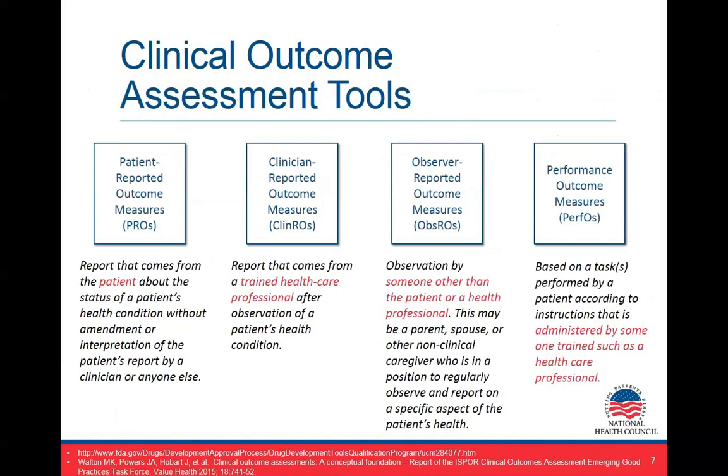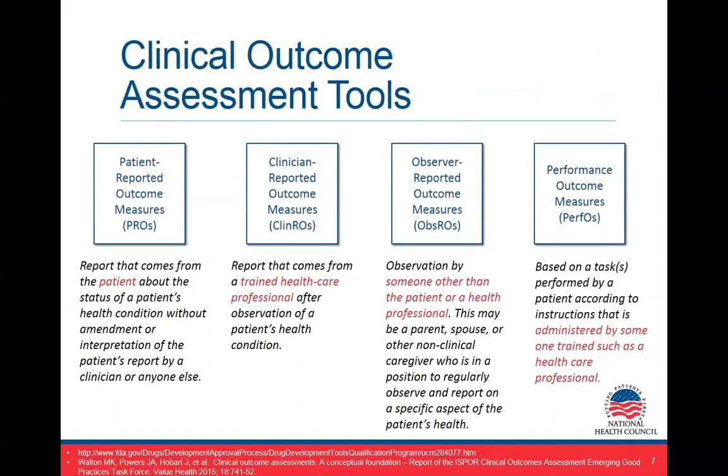There are a variety of different COA tools. Most of us are familiar with patient-reported outcome measures, also referred to as PROs. PROs are reports that come directly from the patient about the status of their health condition, and that's without any amendment or interpretation by someone else, such as a clinician or a family member.